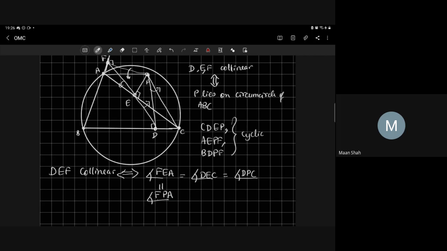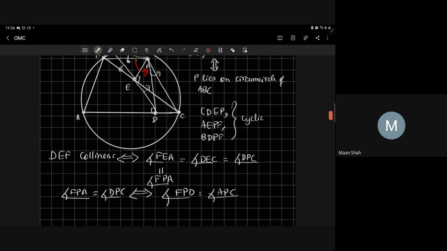Now, angle FPA equals angle DPC if and only if angle FPD equals angle APC, right? I'm just going to add this angle. I'm just adding angle APD to both. Yeah, that makes sense, right? Yes.